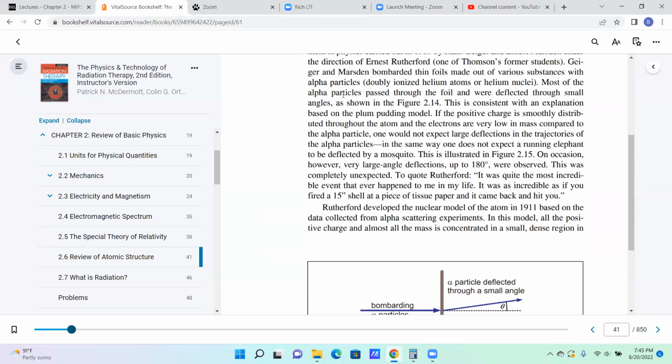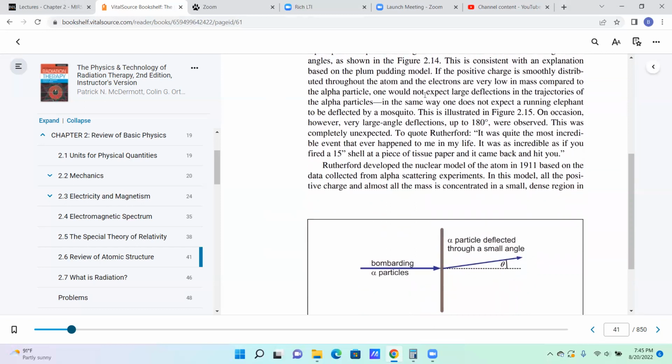Most alpha particles passed through the foil and were deflected at small angles, kind of like what you see here. And it's consistent with an explanation based on the plum pudding model. If the positive charge is smoothly distributed throughout the atom and the electrons are very low in mass compared to the alpha particle, then you wouldn't expect large deflections in the trajectory. In other words, as you shoot this through, all you should see maybe are some of these small deflections. In the same way, one does not expect a running elephant to be deflected by a mosquito. It just doesn't happen that way.